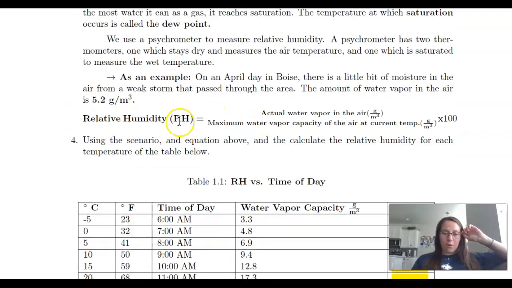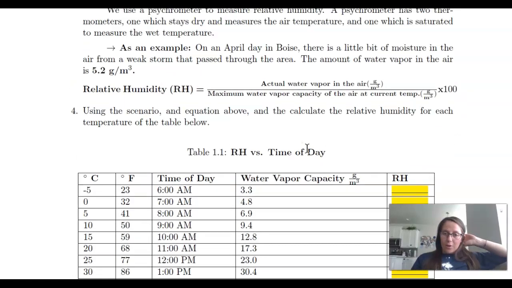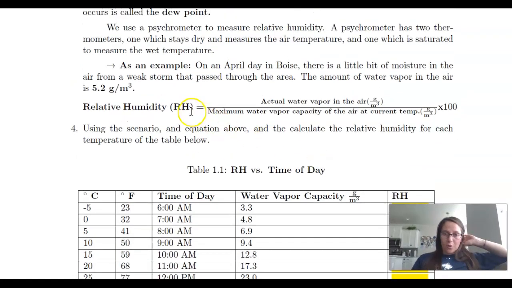So here I'm going to give you this equation. This equation is going to be pretty key to complete the table below and complete some of the questions below. So the equation says relative humidity, which is going to be some percentage, is equal to the actual water vapor in the air, so whatever you measure the water vapor in the air to be, divided by the maximum water vapor capacity in the air at a current temperature.